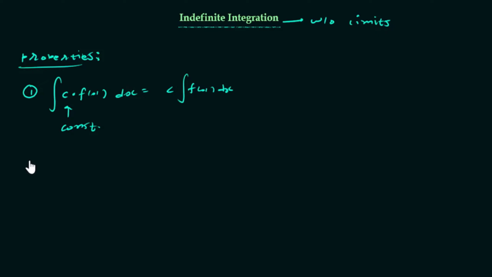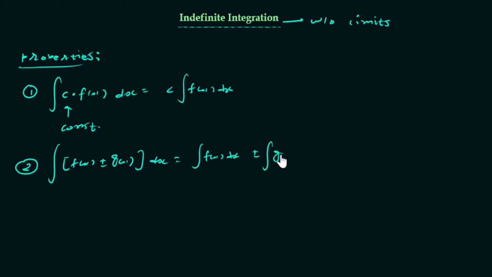Okay, our second property is the additive property. Consider one function, f of x plus or minus g of x, dx. So what will be in the integration? In the integration, you can apply integration to both the functions. Okay, so you will get integration f of x dx plus or minus integration g of x dx.